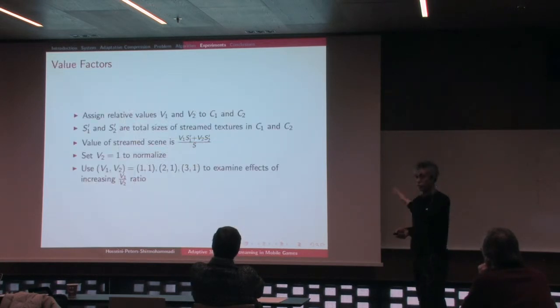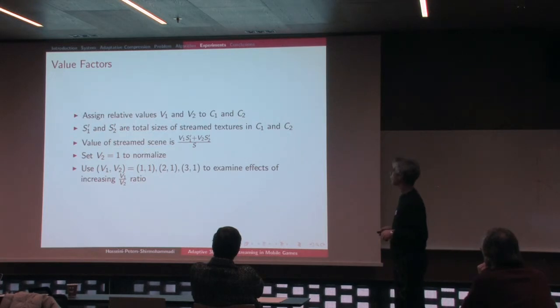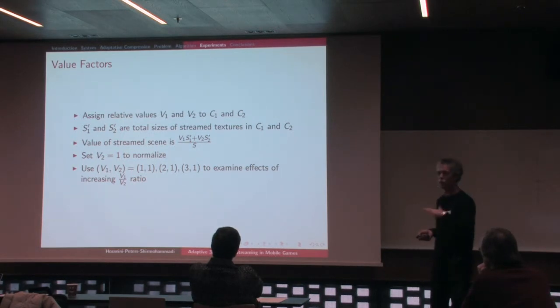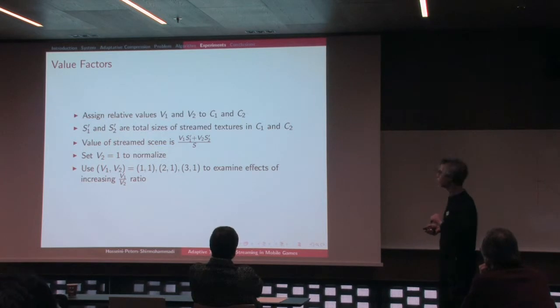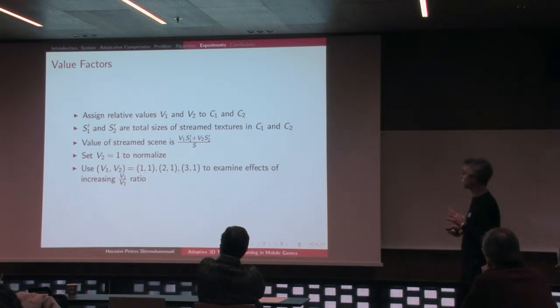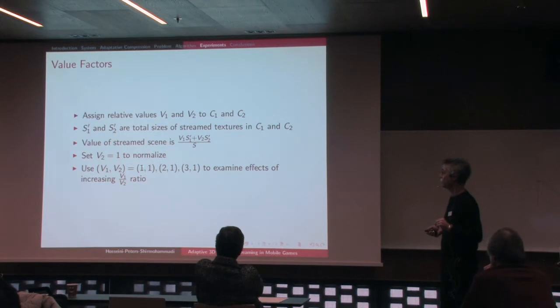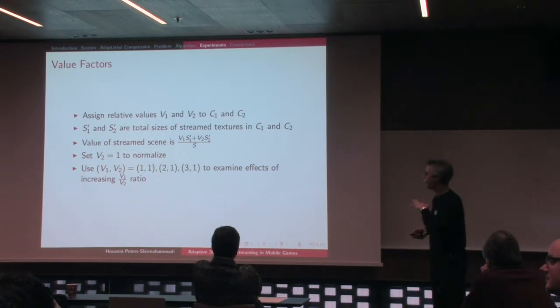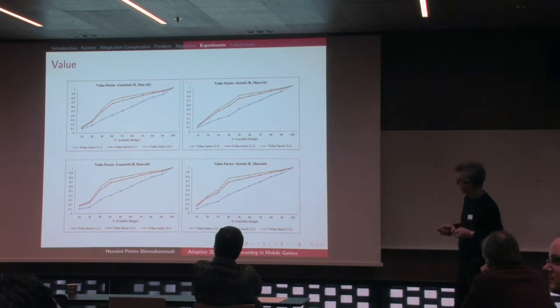Now, just to check the influence of the value on this, we assigned different relative values, and we measured the value of the stream this way. Let's say that this is the size of the compressed textures. So this is what we actually stream from class 1 and from class 2. And we will assess the value of the scene as being the weighted average, and then it's normalized. So we'll call this the value. This is what we're trying to maximize. We set V2 to 1 in all cases just to normalize the results. And we tried 3 different values to see what happens as this ratio increases. And this is what happens.